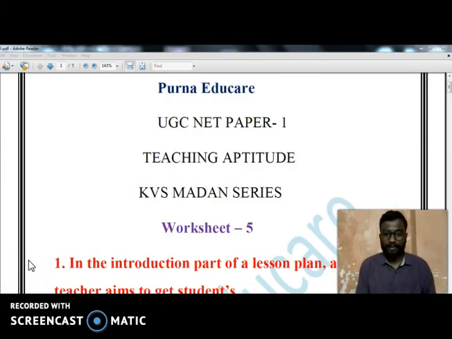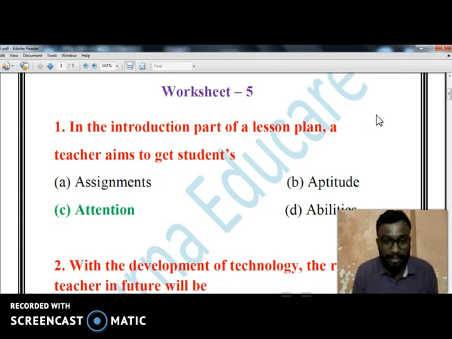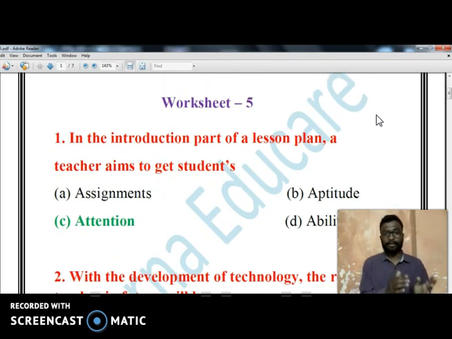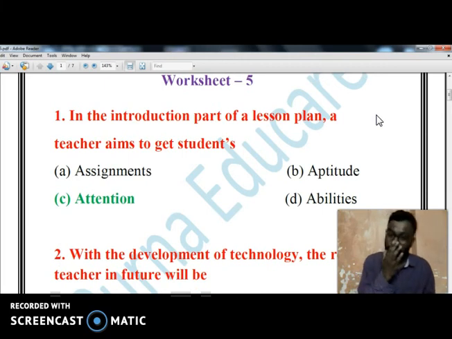So coming back to the KVS MADAAN series worksheet 5. Here we have 14 to 15 MCQs. Going straight to question number 1. In the introduction part of the lesson plan, a teacher aims to get students what? Option A assignments, option B aptitude, option C attention, option D abilities.